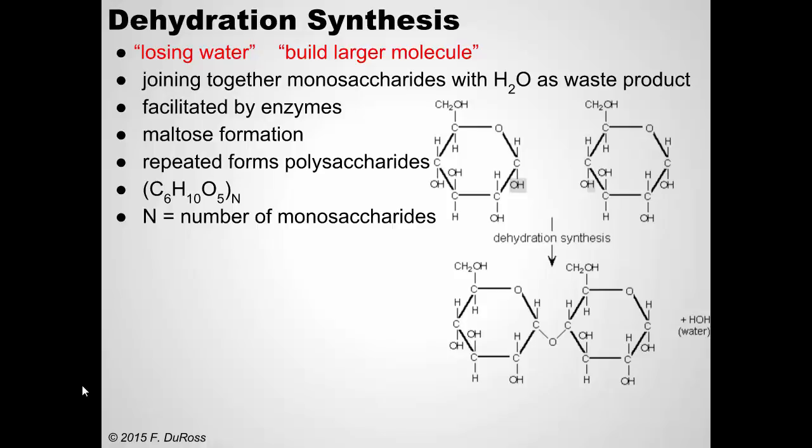This process is called dehydration synthesis. We're going to see it as we look at how proteins are formed and how fats and lipids are formed. They all happen through this process called dehydration synthesis. When we look at the overall formula for a polysaccharide, we have this empirical formula, C6H10O5, times however many monosaccharides have been put together.